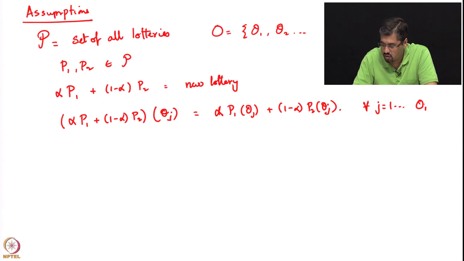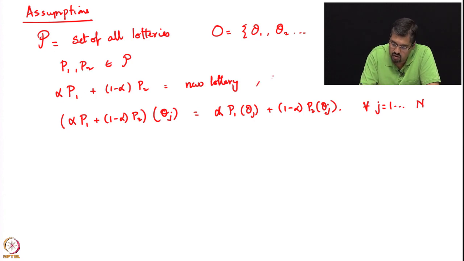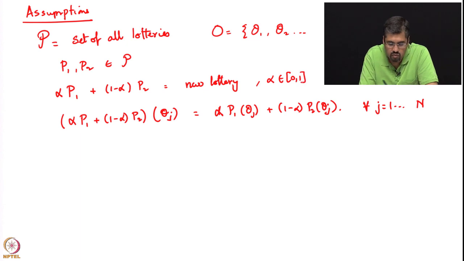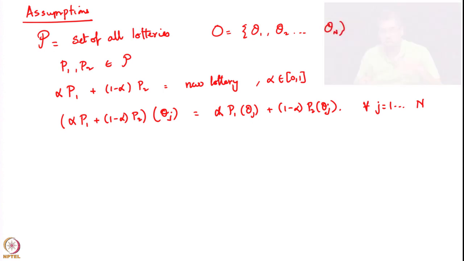In other words, if you take a convex combination of two lotteries, where alpha is in 0 comma 1, a mixture of these two lotteries, alpha times P1 plus 1 minus alpha times P2, what you get is a new lottery in which the probabilities are added up in the proportion alpha and 1 minus alpha. So you take a weighted sum of the probabilities from the erstwhile lotteries P1 and P2. You can also interpret it as a lottery on the set of lotteries. It is as if you are tossing another coin which gives you with probability alpha a lottery P1, and with probability 1 minus alpha a lottery P2. Okay. So that is another way of interpreting this.